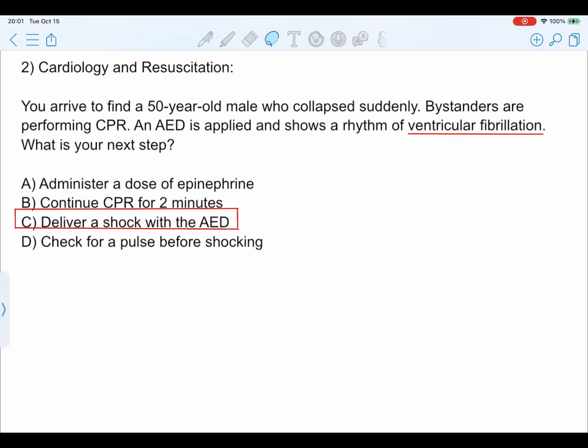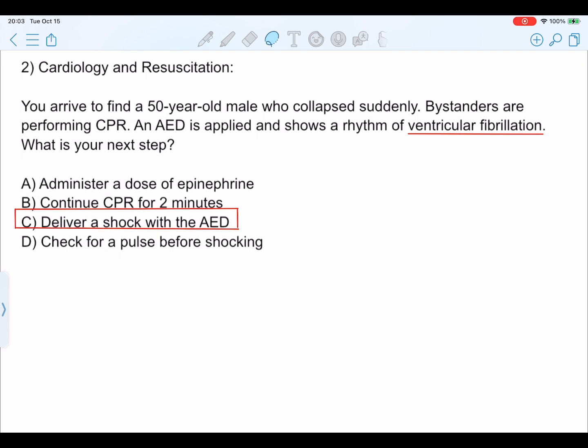Okay, so moving on, you arrive to find a 50-year-old male who has collapsed suddenly. Bystanders are performing CPR, an AED is applied, and shows the rhythm is ventricular fibrillation. What's your next step? Correct answer for this one was C. And let's get into why we would or wouldn't do these. With this question, it's really just about order of operations. All of these are something that you would want to do. It's more about which would you do first? What's your next step? And the two best answers for this are going to be C and A.